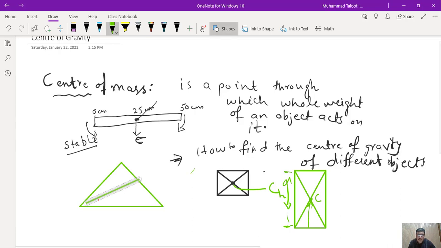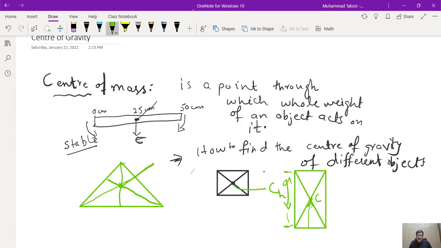So anyhow, in the same way, you can draw from this point, and in the same way, you can draw from the third corner. They are not meeting at the point because the corners are not meeting properly with the lines. If I draw this line and then this line, and then draw the line from somewhere here, this point is going to be the center of gravity or center of mass for this shape. So this is how we can find the center of gravity of different objects with a regular shape.